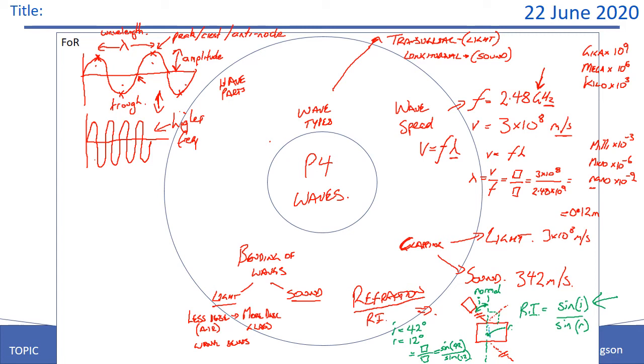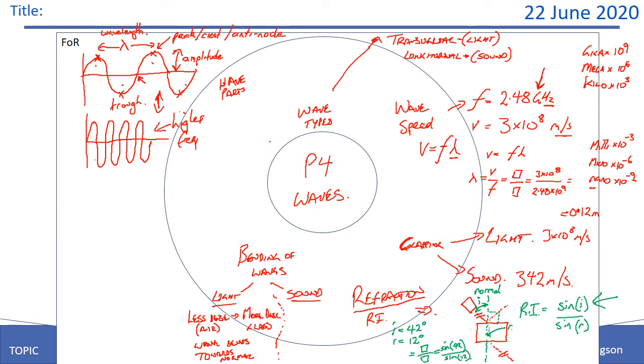That's important when we go from air into glass, or when we go the other way, it does the opposite. So in this instance, the wave bends towards the normal. Nice and straightforward. If you can just remember that one, you've got everything else pretty much sussed.